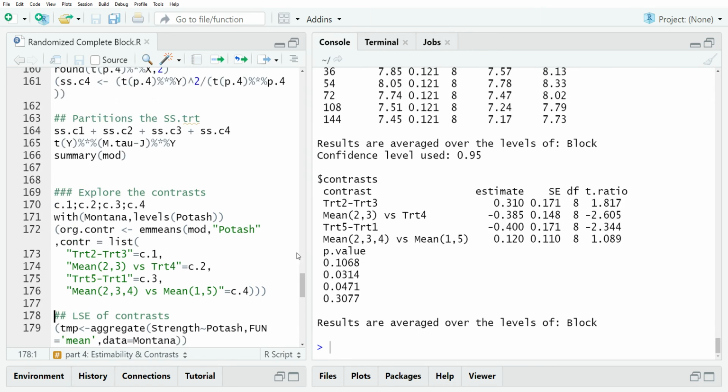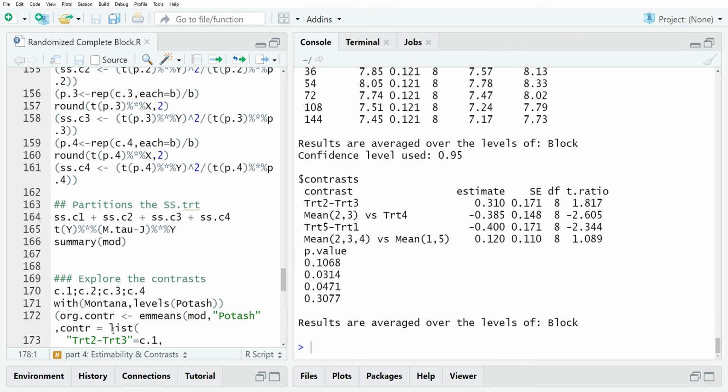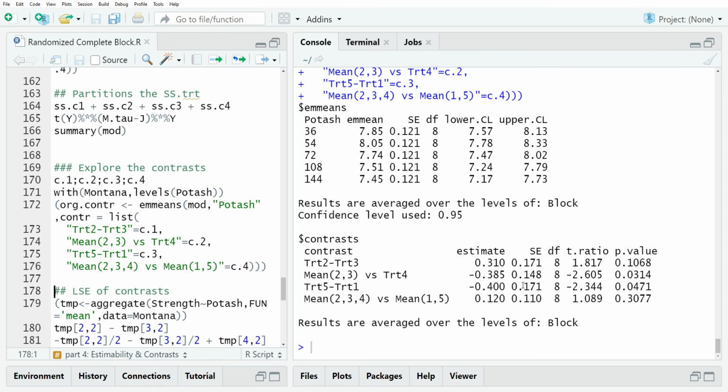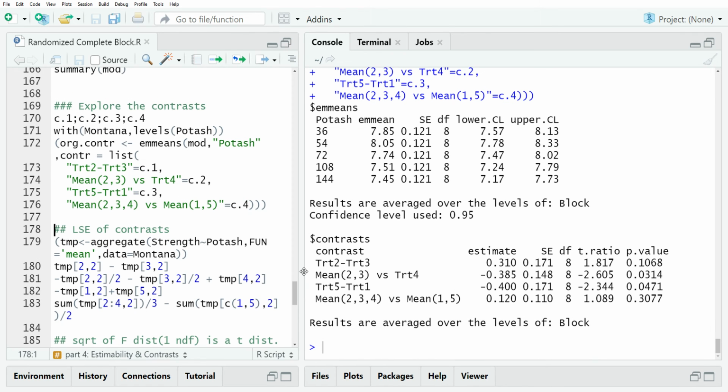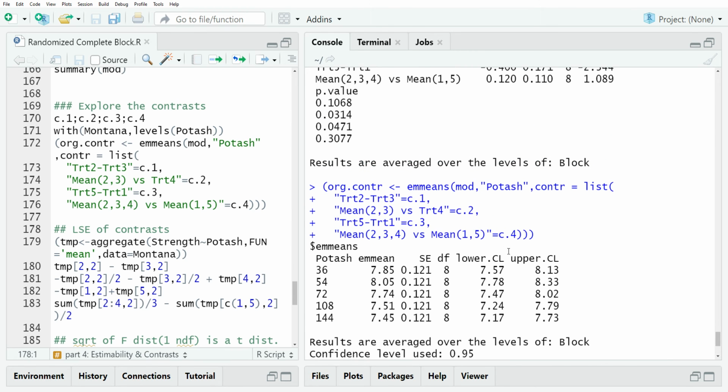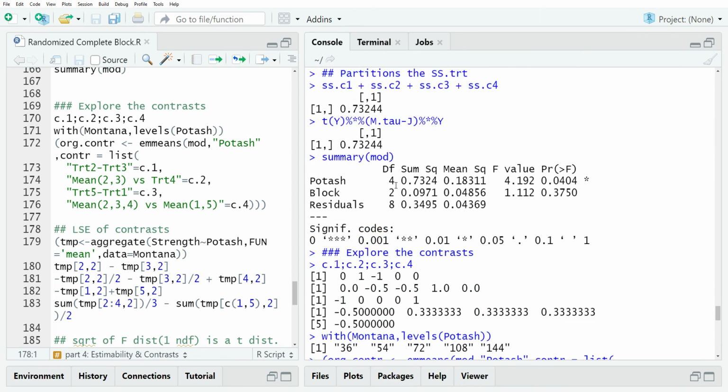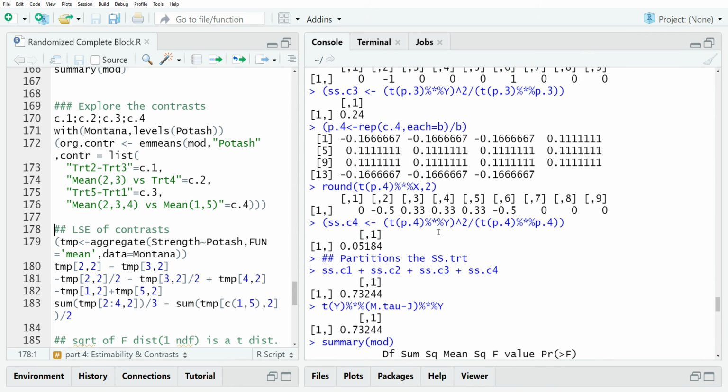Oh, let me make this wider and redo that. I want it all on the same line. So here they are. So this is the first contrast, the second, the fourth. And if we go back and look at the contrast values that we got, so this is the sum of squares contrast for 4.05.